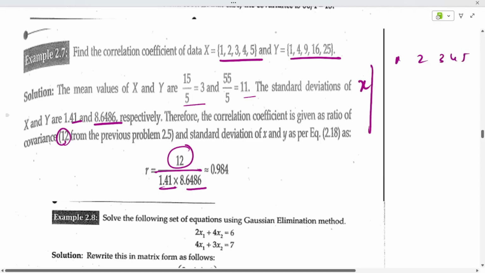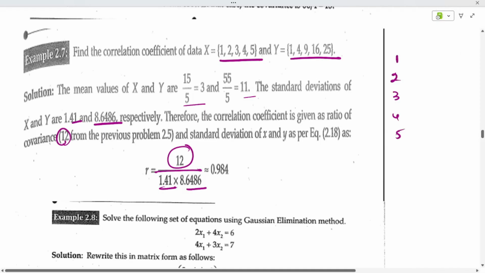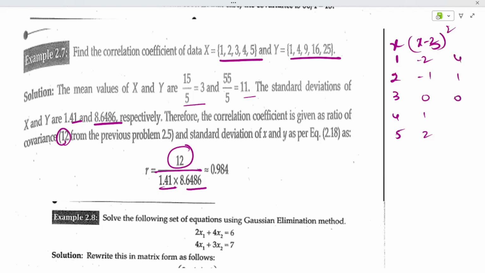X value and x minus 3, because 3 is the mean value, and you will be doing it for the 1, 2, 3, 4, 5 values. See, I'll be doing it for the 1, 2, 3, 4 and 5 values, that is the x value. It will be varying. X minus 3, if you do, 1 minus 3 is minus 2 and here it is minus 1, 0, 1 and 2. Again, what you have to do is square this, that is 4, 1, 0, 1, 4.